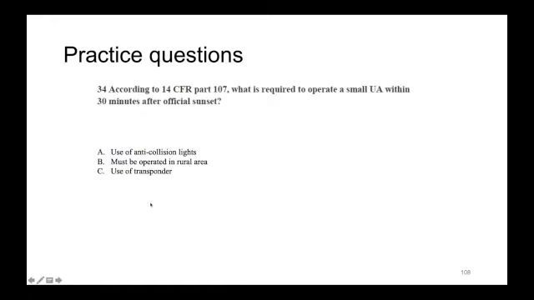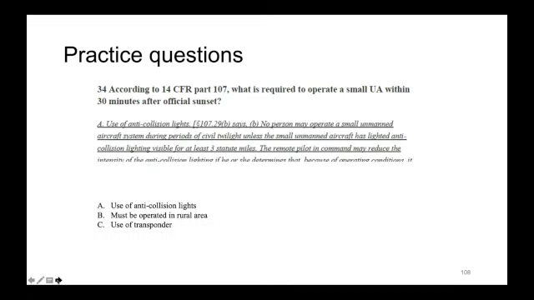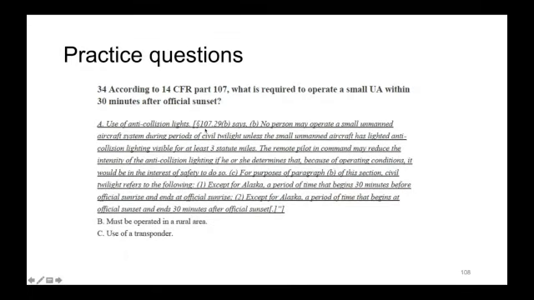According to 14 CFR Part 107, what is required to operate a small UA within 30 minutes after official sunset, or we say before sunrise, but in this case, sunset? A, B, or C? Anti-collision lights, must be operated in a rural area, have the use of a transponder like ADS-B. The correct answer is A. According to 107.29, no person shall operate an unmanned aircraft during civil twilight unless they've got that strobe that's visible for 3 statute miles.